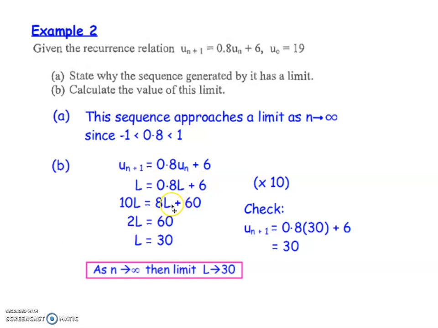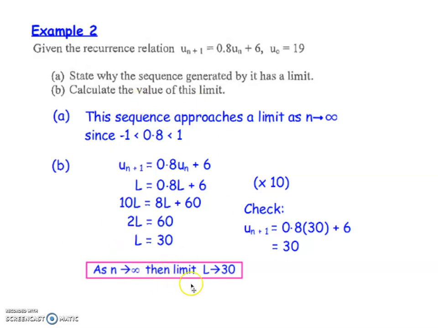After you've done that, it becomes a case of doing algebra work, so take away 8L here, giving you 2L, and that equals 60, divide by 2, L equals 30. Do your quick check, substitute 30 in, 0.8 times 30 plus 6 gives you 30 still, so that is correct. So we can say that as n approaches infinity, the limit also approaches 30. So our limit in this example is going to be 30. Now it's a coincidence that it was the same value as the previous. It will not always be 30, it's just a coincidence with the two examples that we've done today.